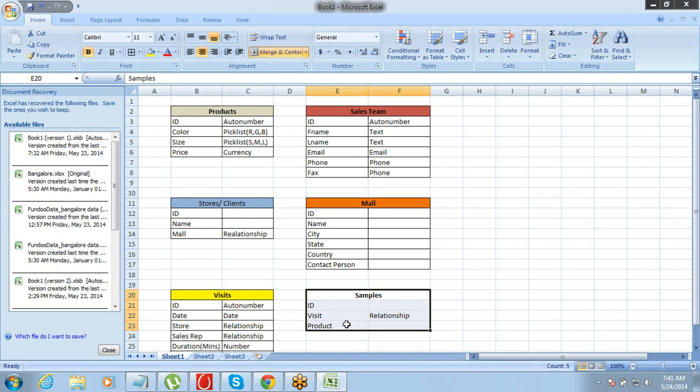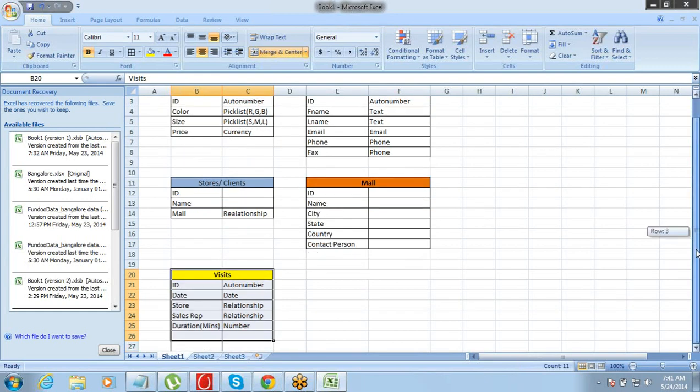So here the story is very simple. It is going to be a junction object between these two, between the products and the visits. Alright, so it's very simple. We create a junction object whenever there is a many to many relationship, right? Right. Okay.